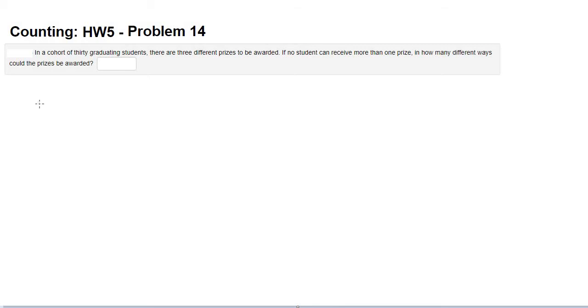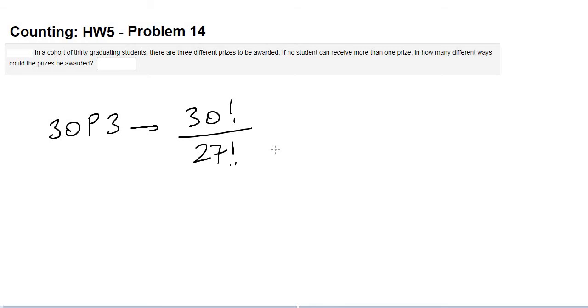Problem number 14. In a cohort of 30 graduating students, there are 3 different prizes to be awarded. If no student can receive more than 1 prize, in how many different ways could the prizes be awarded? This is 30 permutation 3, because out of 30 students we are awarding 3 of them, and the order is important because no student can receive more than 1 prize. And 30 permutation 3 by definition is 30 factorial over 30 minus 3 factorial.